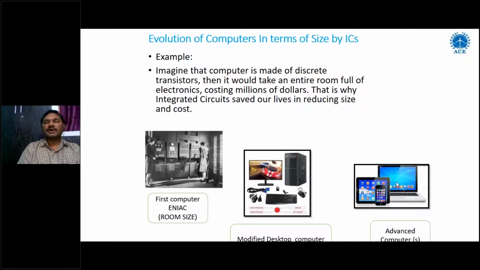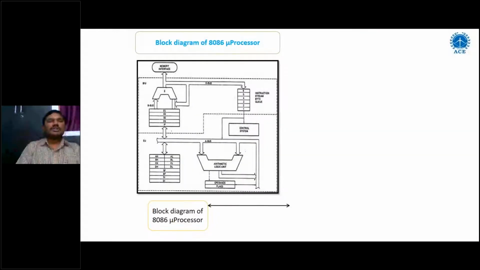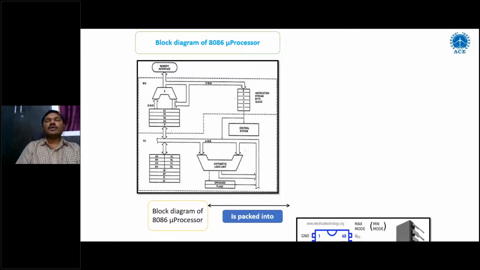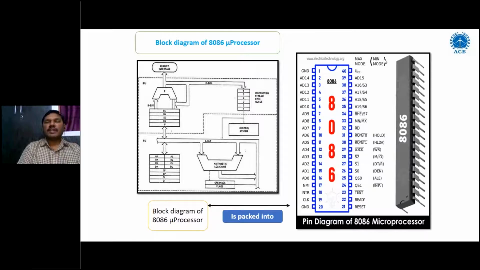So this was the first computer, the ENIAC computer, and the component size was also reduced over time with the desktop. Today we have computers like desktops, laptops, notebooks, PCs and all. So these are advanced computers. You can see that the size has been reduced. The microprocessor is packed into a single chip IC.